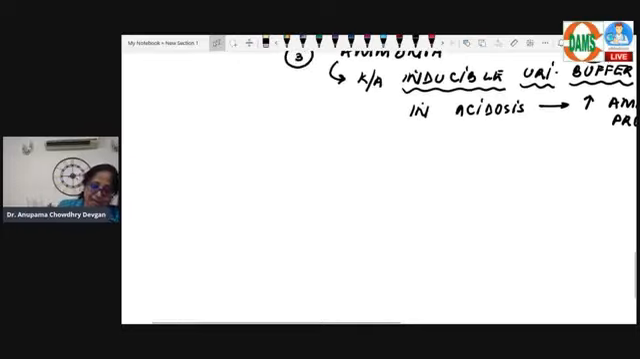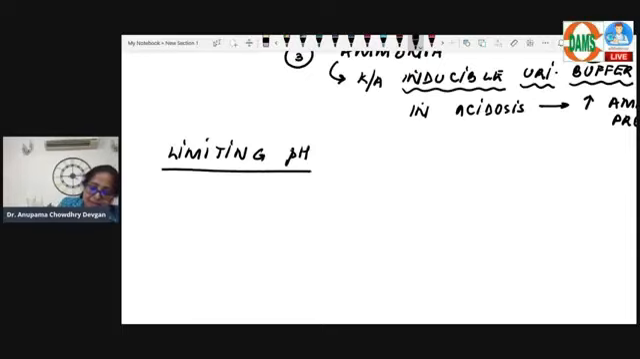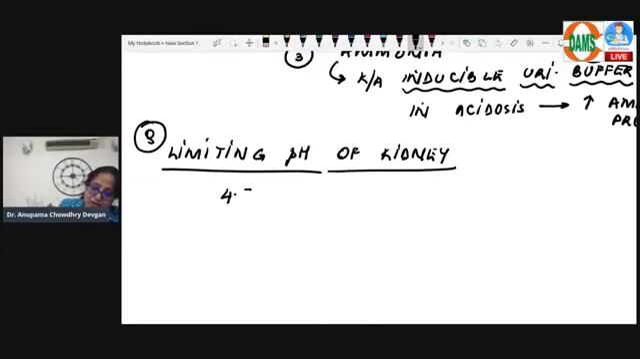One important question, and then we can take a break. What is the limiting pH of the kidney? The limiting pH of the kidney is a pH of 4.5. The maximum acidification which can be achieved by the kidney is a pH of 4.5. This is the maximum acidification which can be done.